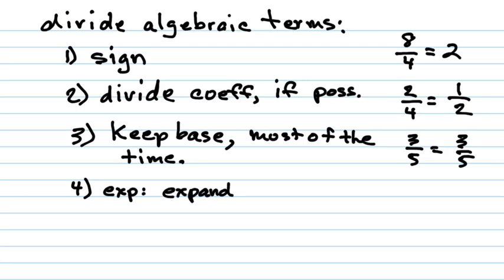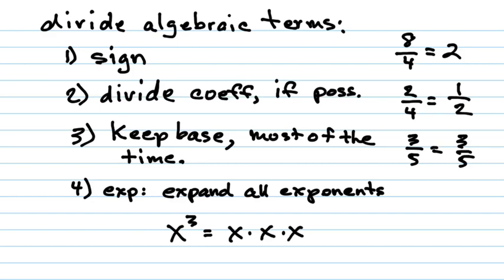expand all exponents. And we just talked about what that means, right? So if you have x to the third, and we're not writing it like that, we're going to write it as x times x times x. Okay? Here, you already know the shortcut. I think I showed you the shortcut before when we did this the first time.